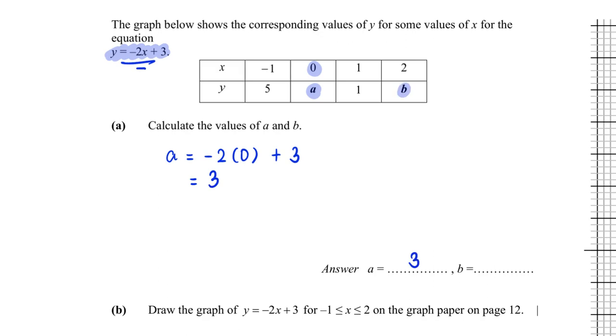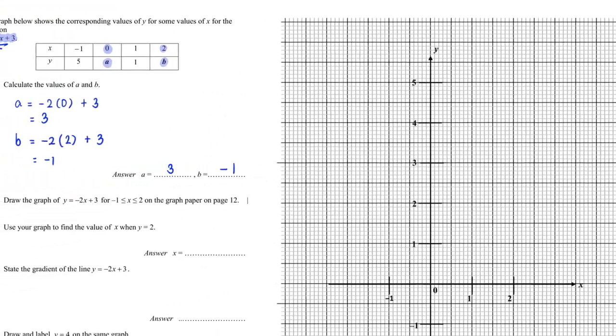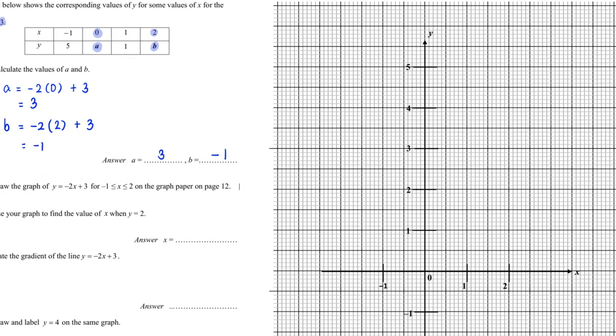Going to repeat this for B. Just that now B is my y when my x is 2. This will give me negative 1. Draw the graph on the graph paper here. Do take note that the axis has been provided.